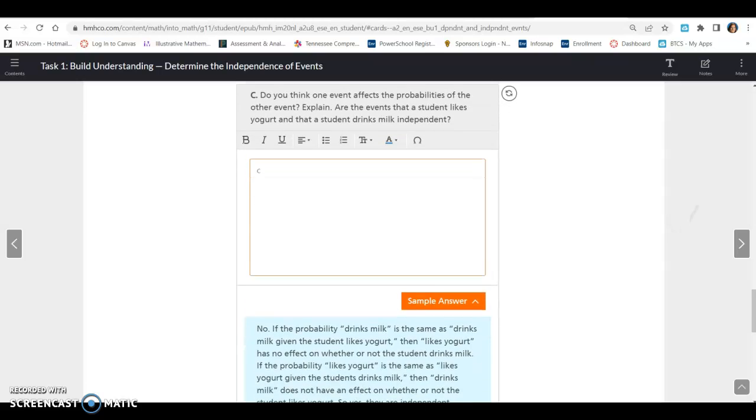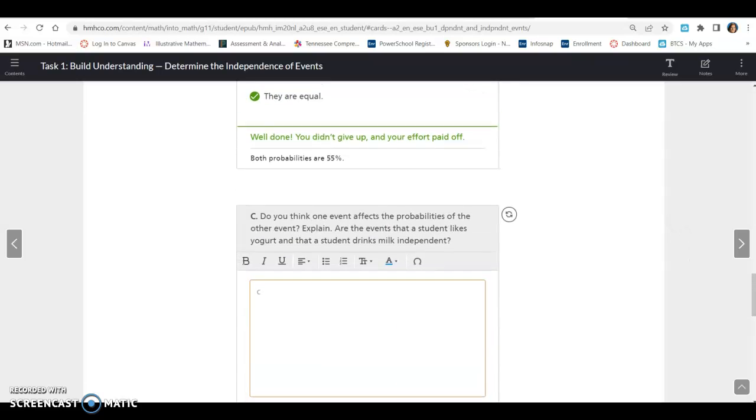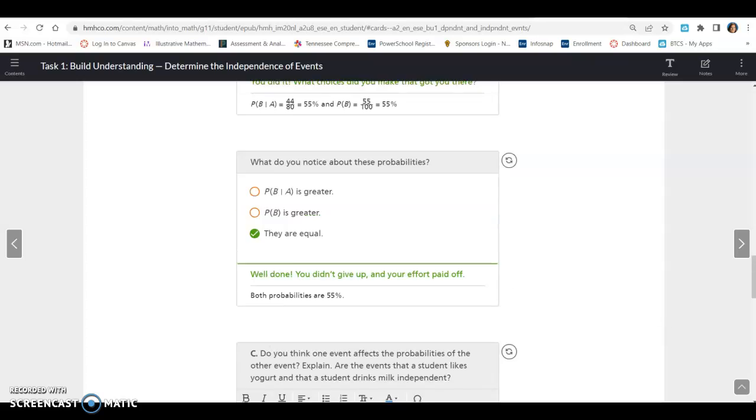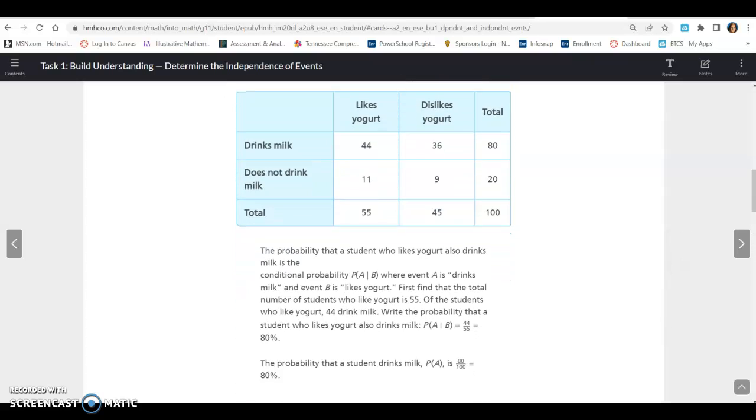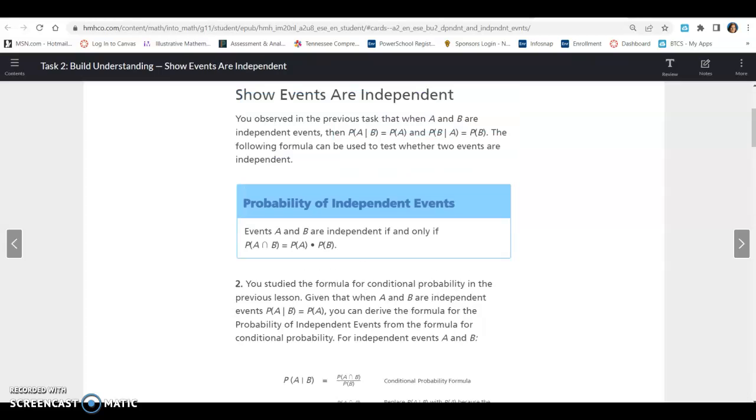You might not think that, because you would think milk and yogurt, both dairy products, but in this case, using your table here, these are independent events. That's all for task 1. If you have any questions, let me know.